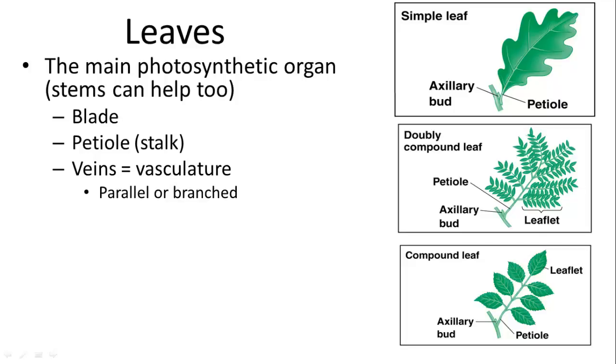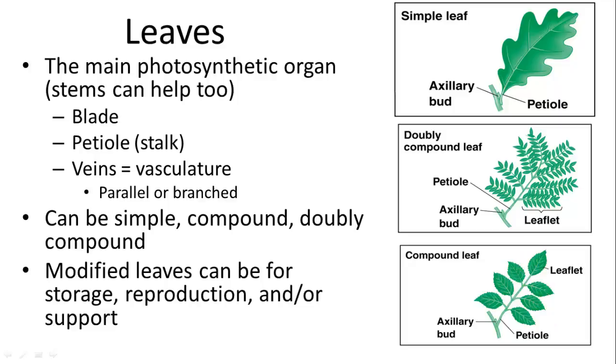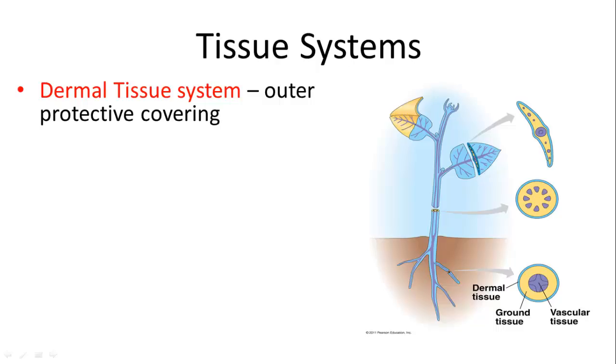You can have parallel or branched veins. Generally, monocots are parallel and dicots are branched. Leaves can also be simple, compound, or doubly compound. So this is a simple leaf, meaning the blade is just one continuous structure. This is a compound leaf, where you have the leaf breaking into smaller leaflets which do not touch each other. And you can also have a doubly compound leaf, where the leaflet is also a compound structure of smaller leaflets. Leaves can also be modified for storage, reproduction, and or support.